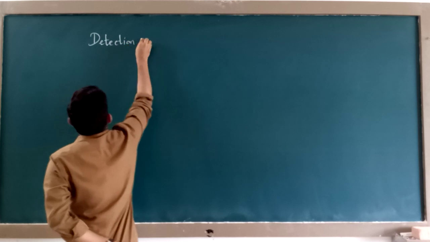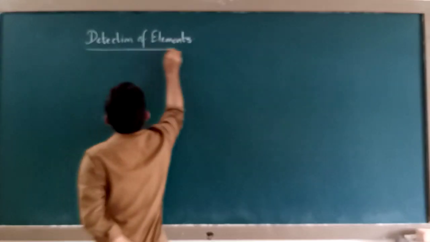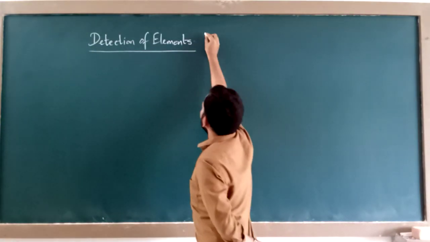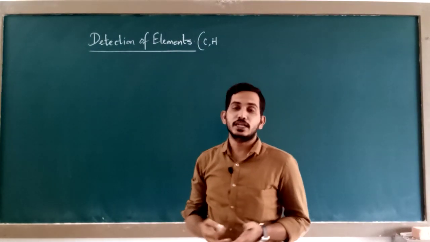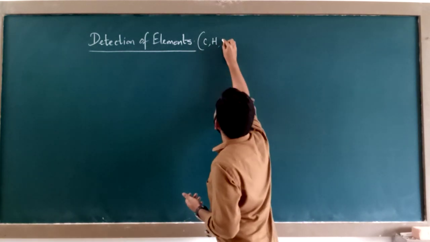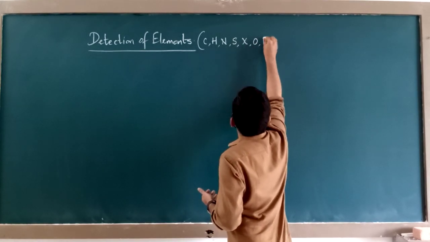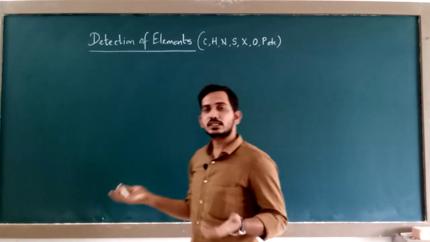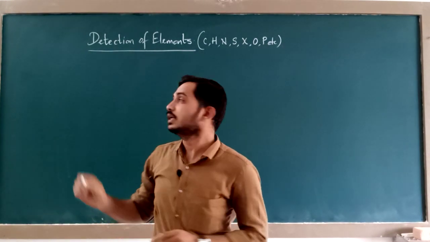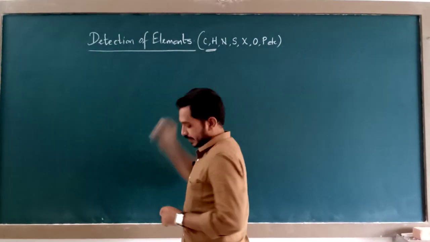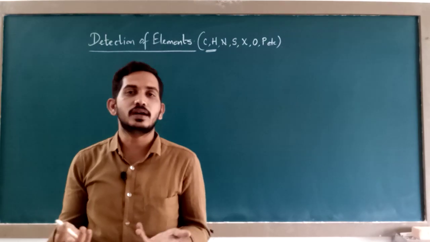Detection of elements in organic compounds. Any organic compound will obviously contain carbon and hydrogen in it. These two are fixed. In addition to carbon and hydrogen, you may have nitrogen, sulfur, halogens, oxygen, phosphorus, etc. Any of these might or might not be present in an organic compound, but these two are fixed. This is the reason why we say an organic compound is nothing but a hydrocarbon or a derivative of hydrocarbon.